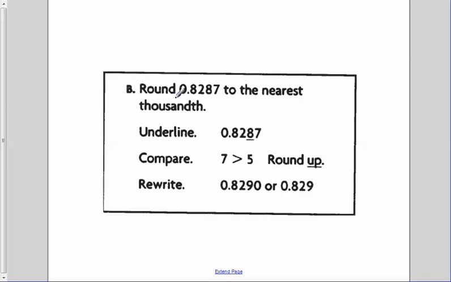Let's look at the second example here. Round 8,287 ten thousandths to the nearest thousandth. Well, what digit is in our thousandth place? It's the second 8 right here. And since the 8, we look to the digit to the right, and the 7 is greater than 5, so we have to round up. So we rewrite this as 0 and 8,290 ten thousandths, or we could just say it's 829 thousandths. The value is the same. The name changes if we have that 0 there. Either way would be correct.